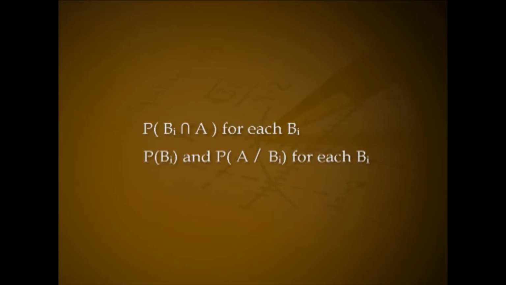Note: one can consider Bayes' theorem when the following conditions exist. The sample space is partitioned into a set of mutually exclusive events B1, B2, etc., Bk. Within the sample space, there exists an event A for which P of A is greater than 0. The goal is to compute a conditional probability of the form P of Bi given A. Know at least one of the two sets of probabilities described below: P of Bi intersection A for each Bi, or P of Bi and P of A given Bi for each Bi.